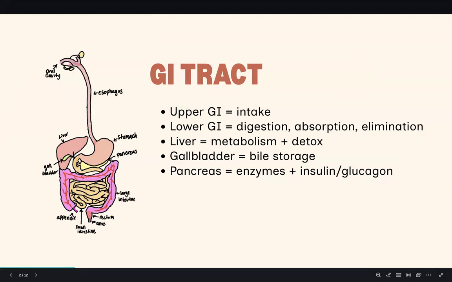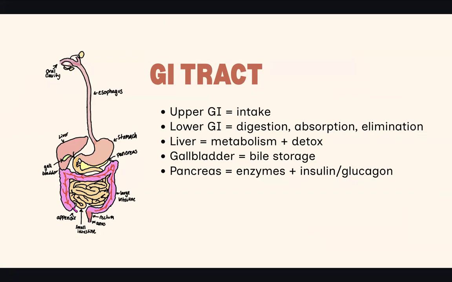All right, so basics of the GI tract. Remember that our upper GI is going to handle the intake. It's going to be the mouth, the esophagus, and the stomach. The lower GI is going to handle the digestion and absorption and elimination, also metabolism. So, like when we're thinking of medications and the pharmacokinetics of medications, that's normally your lower GI tract.